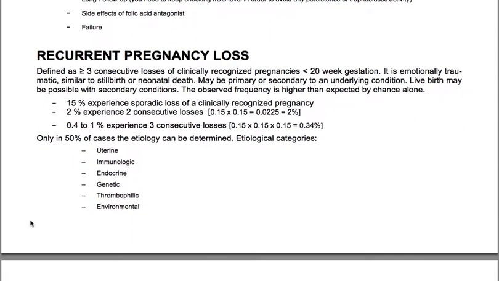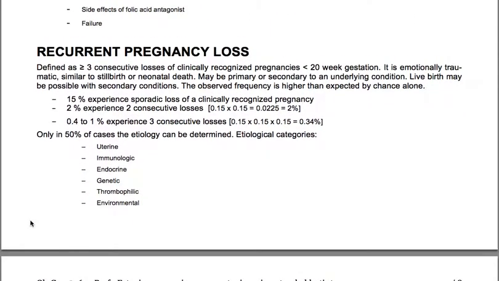Recurrent pregnancy loss. It's defined as more than 3 consecutive losses of clinically recognized pregnancies less than 20 weeks of gestation. It is emotionally traumatic, similar to stillbirth or neonatal death. It may be primary or secondary to an underlying condition. Live birth may be possible with secondary conditions. The observed frequency is higher than expected by chance alone.